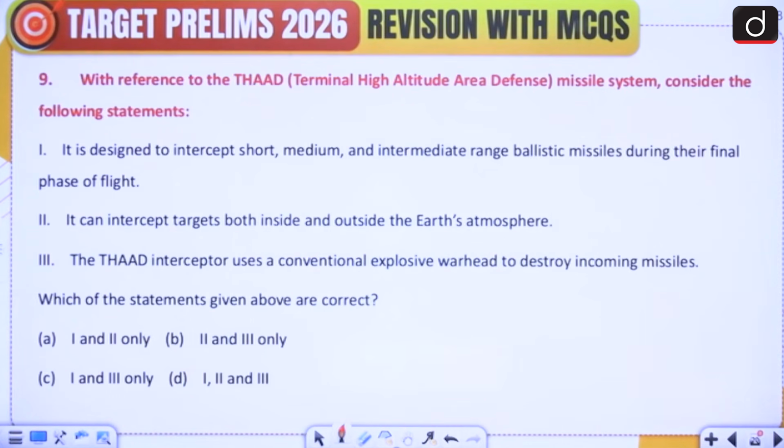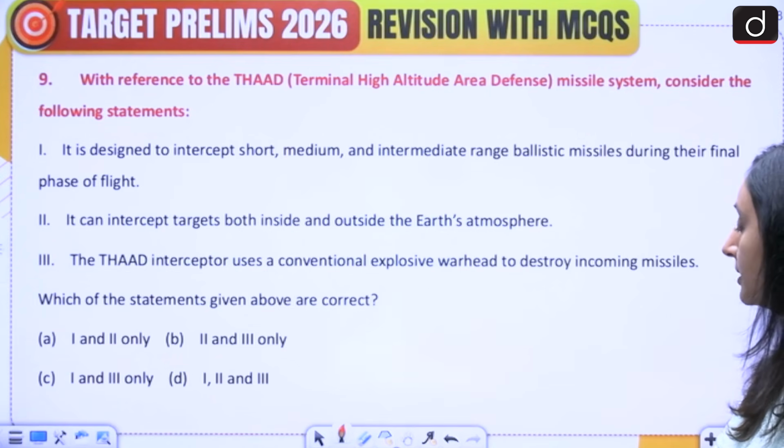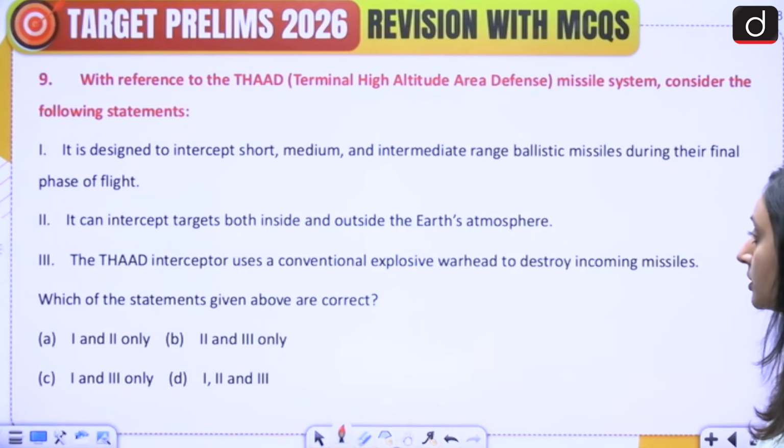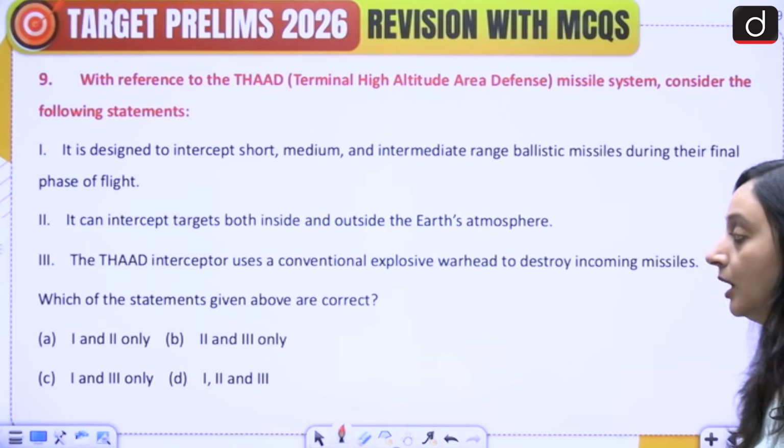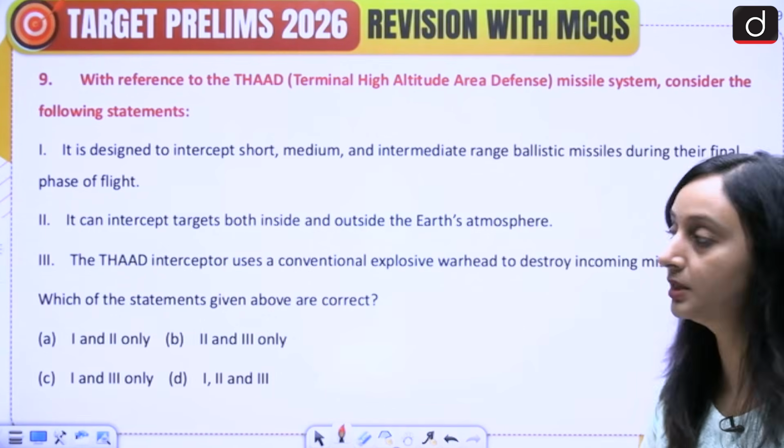Question number 9. With reference to the THAAD missile system, consider the following statements. 1. It is designed to intercept short, medium and intermediate range ballistic missiles during their final phase of flight. 2. It can intercept targets both inside and outside the Earth's atmosphere. 3. The THAAD interceptor uses a conventional explosive warhead to destroy incoming missiles. Which of the statements given above are correct? A. 1 and 2 only, B. 2 and 3 only, C. 1 and 3 only, or D. 1, 2 and 3. Please attempt this question first.